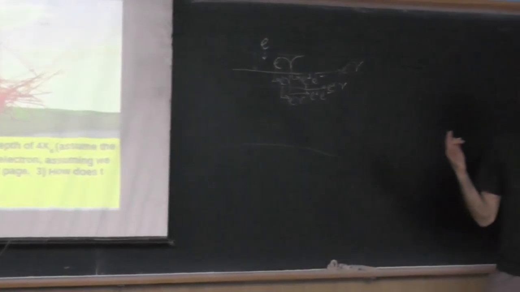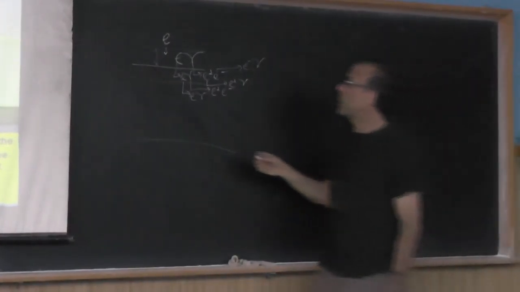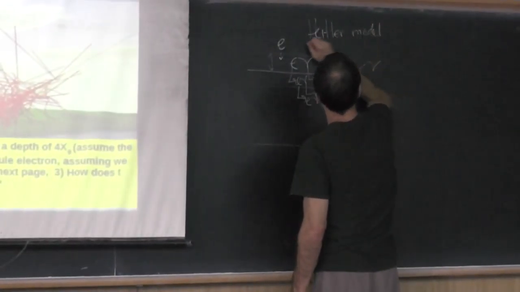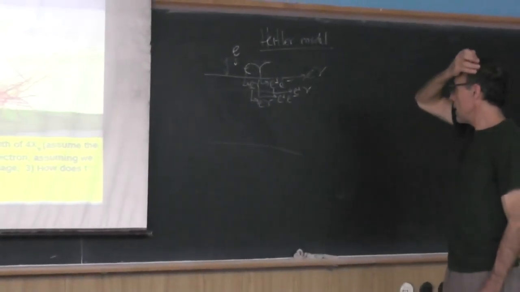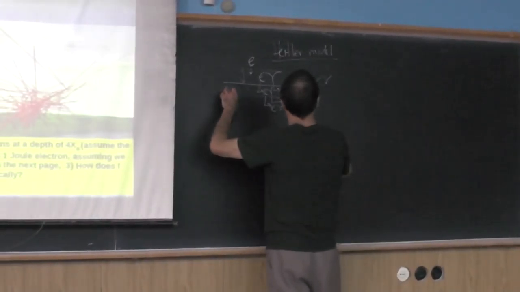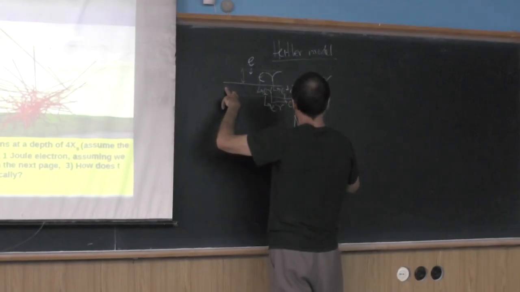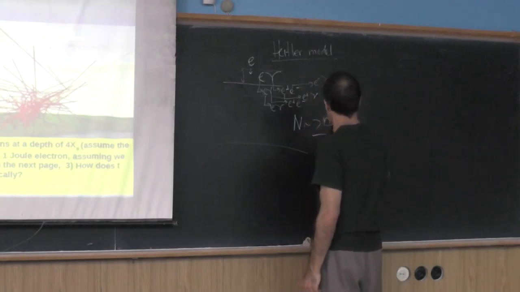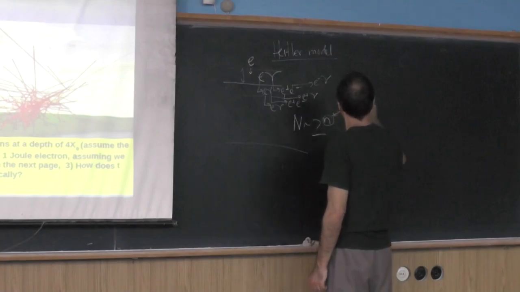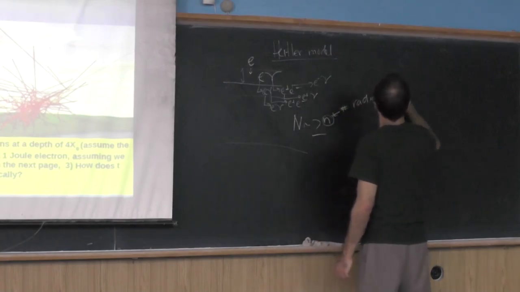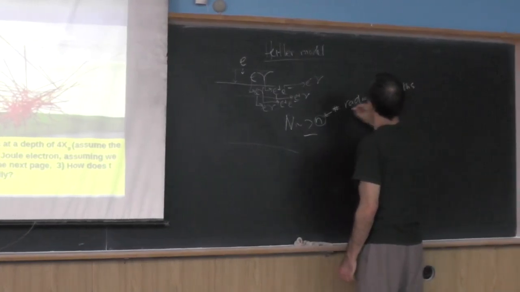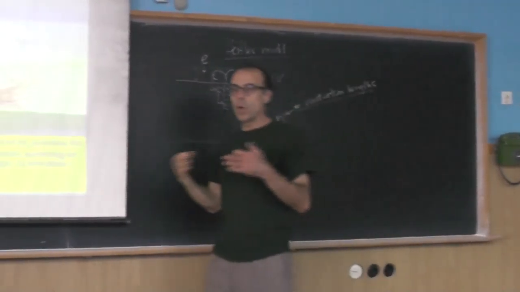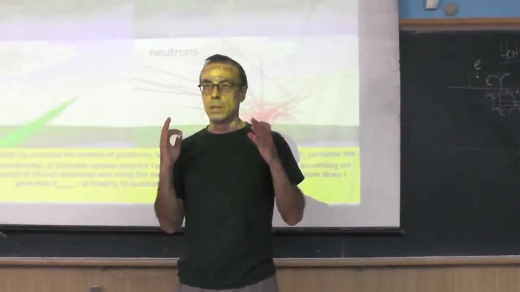Okay, it's a very simple model. It's called a hybrid model. And the number of particles at any depth is obviously given by N at some depth is proportional to 2 to the n, where n is the number of radiation lengths. Okay, so given this very simple model, I can make qualitative and even quantitative predictions.